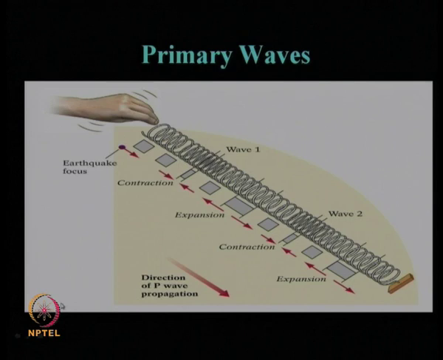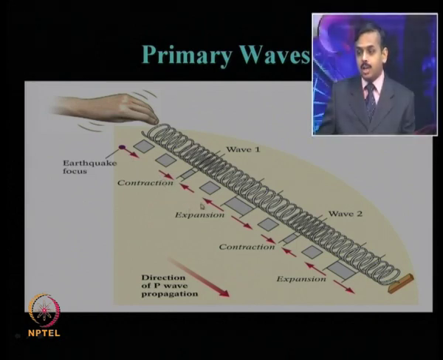As we have already discussed about the body waves, the primary wave or compressional wave, we have mentioned that it will pass through successive contraction and expansion in the particles of the media through which they travel. So, this is the direction of P wave propagation, and if this point is the earthquake focus, subsequently we will have contraction at some location, expansion at some location, again contraction, again expansion. That is the typical behavior of the media when a P wave passes through it.